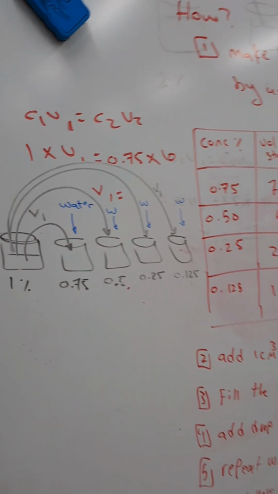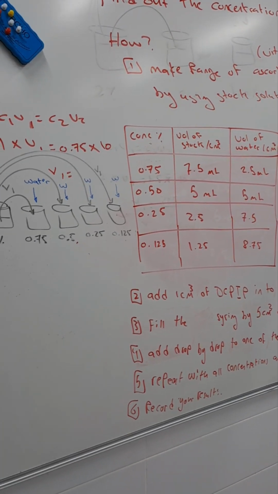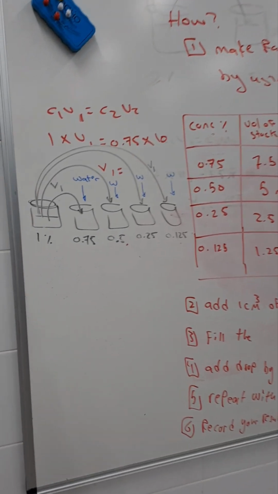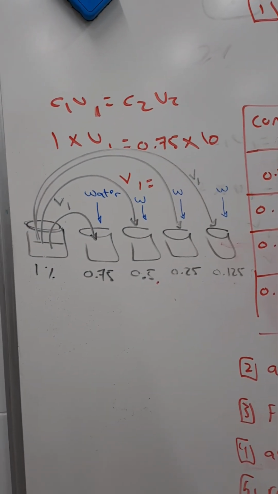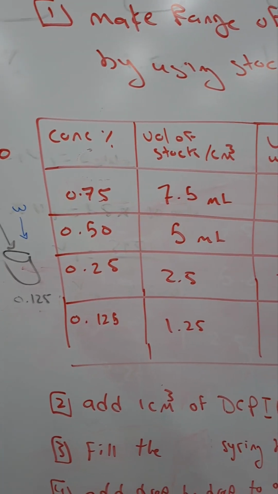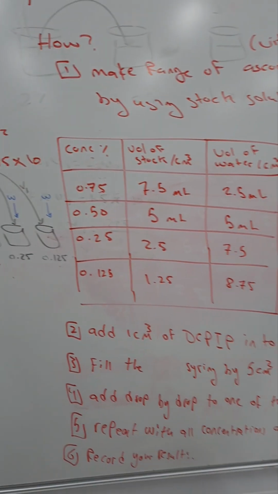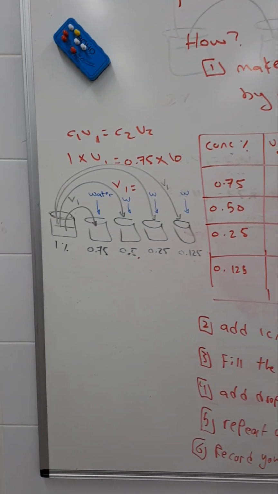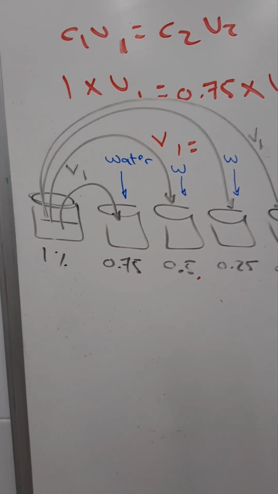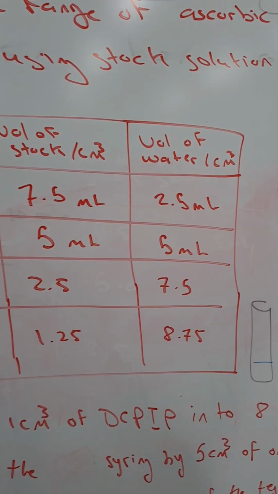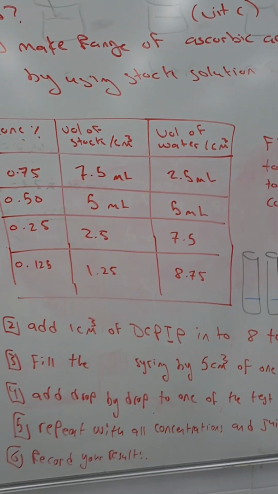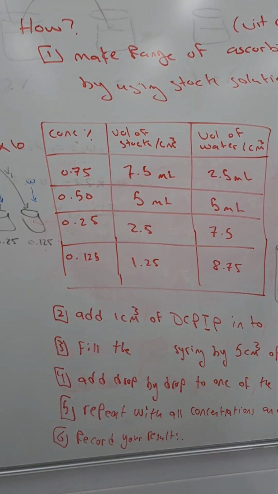If you are required to make 10 milliliters as a final volume, then you can follow this formula in order to make the different concentrations. So the concentration 0.75 can be made by taking 7.5 milliliters from the stock solution, which is the 1%, and simply adding it to an empty beaker, and after that you add 2.5 milliliters of water into the same beaker. You can look at this table and see how the different concentrations can be made.